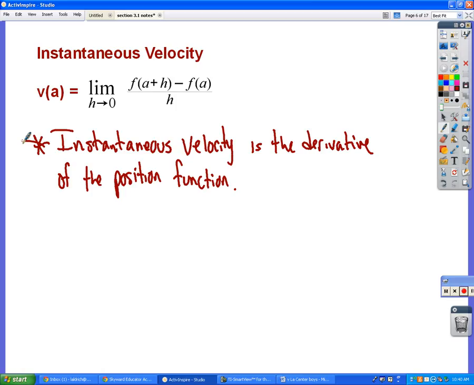Yes, and I'm just looking at the book thinking, why do we not have the symbol yet? It's on the next page. Yeah, we're going to get there in just a second. Okay? Instantaneous velocity is the derivative of the position function.